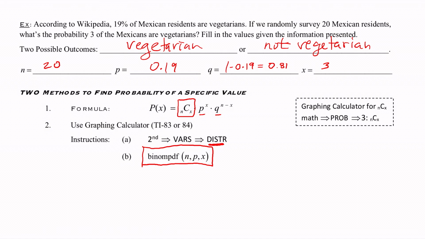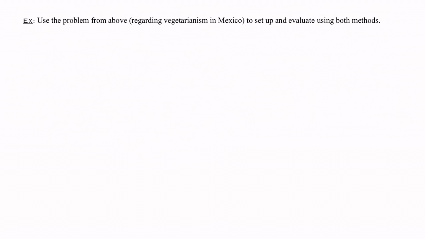For most of the examples I'm going to do, this will be the way I'll prefer to do it: instead of using our binomial distribution formula as it's written above, we'll just stick with the calculator function under the distributions menu. So in the next example, we'll see how that's done, using the problem from above regarding vegetarianism in Mexico to set up and evaluate using both methods.